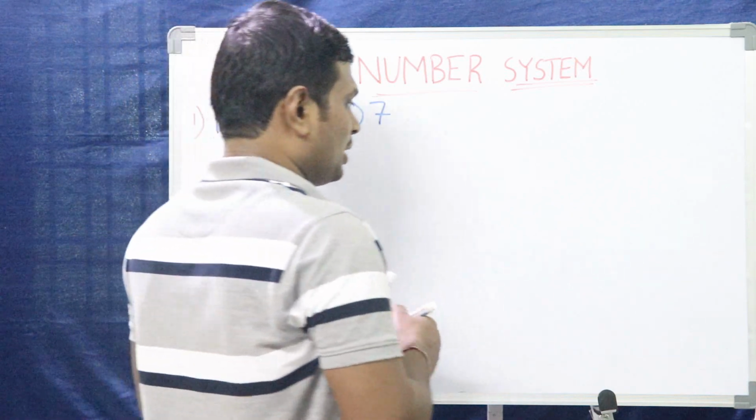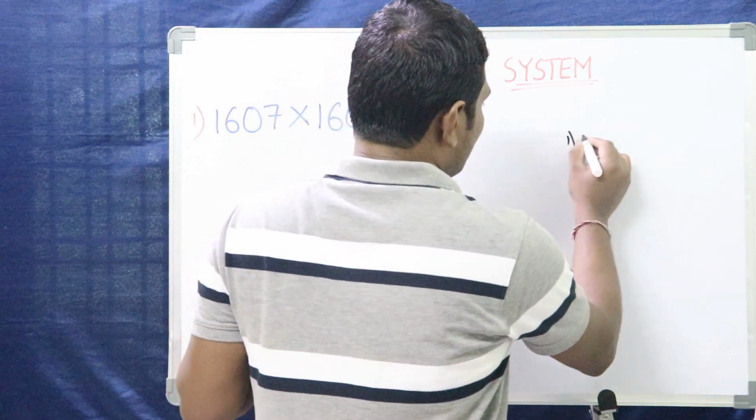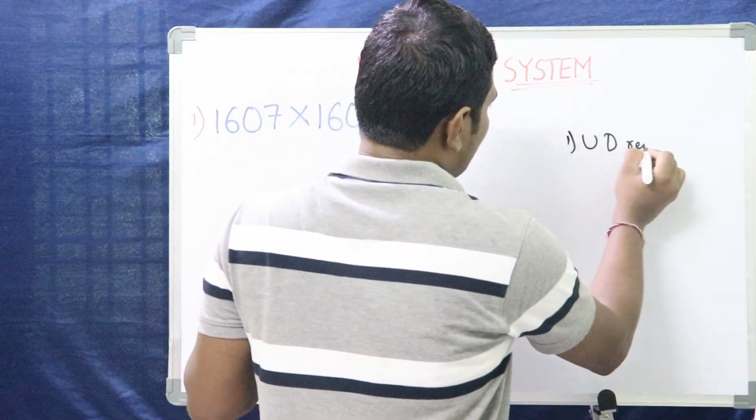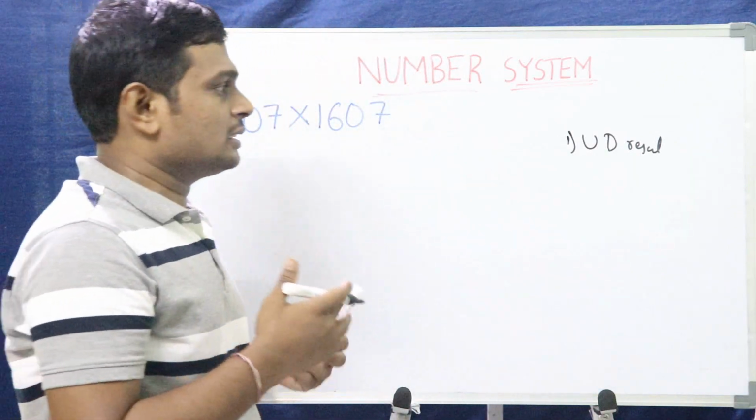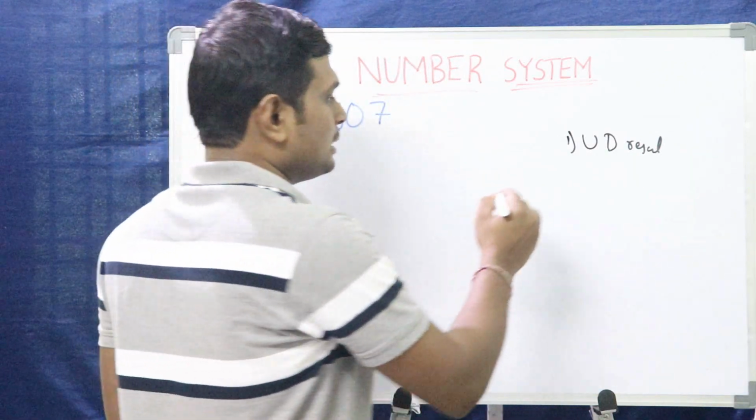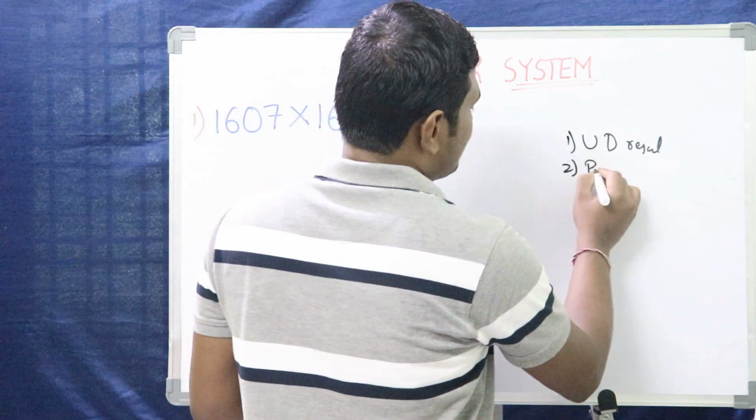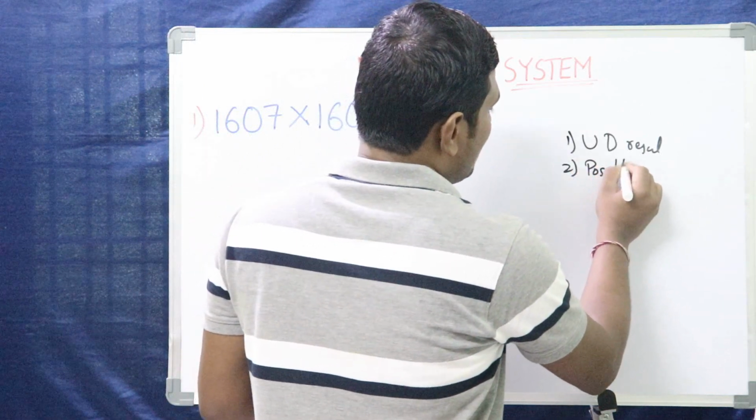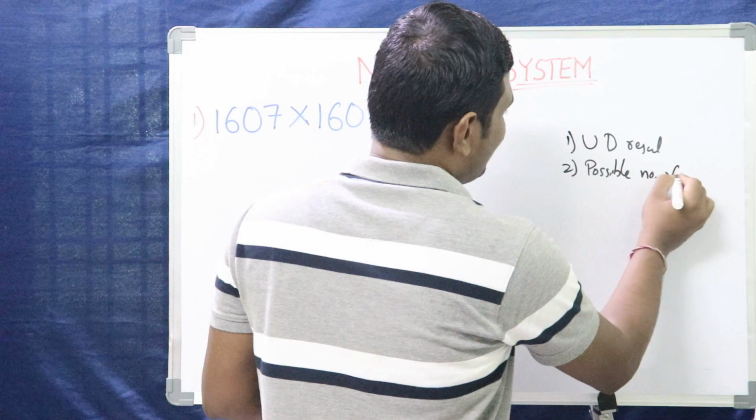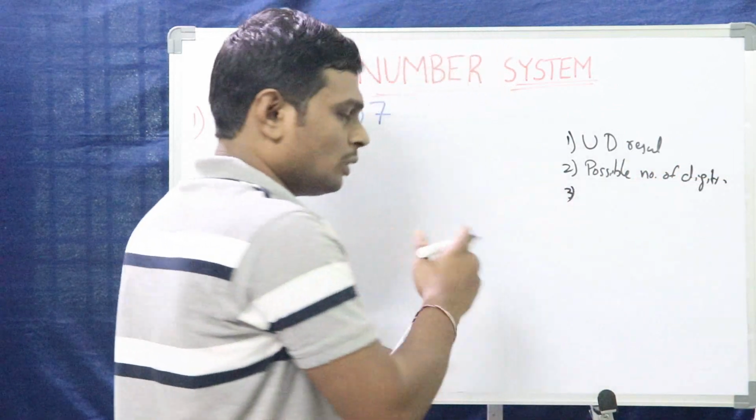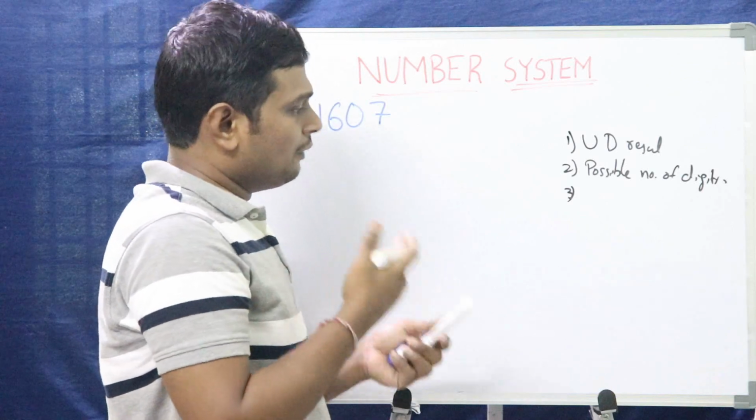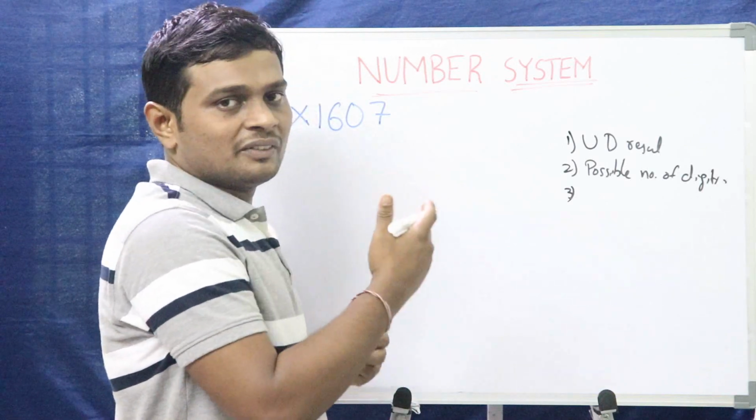The first step: we need to concentrate on the unit digit of the resultant. With that we can rule out a few options. If you are left with some more options, we can go to the second step. What is the second step? We need to calculate the possible number of digits in the resultant. With that we can rule out some more options. If you are left with a few more, then we can go ahead with the third step.